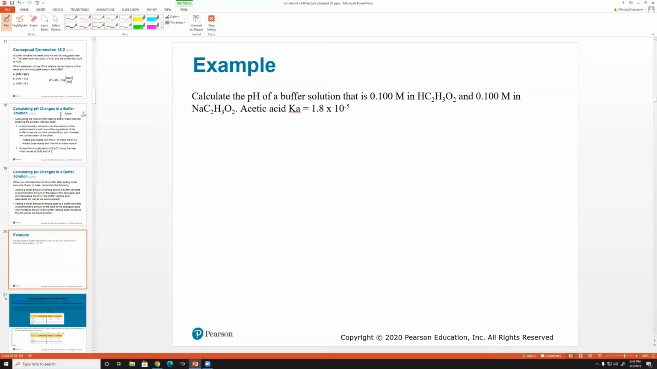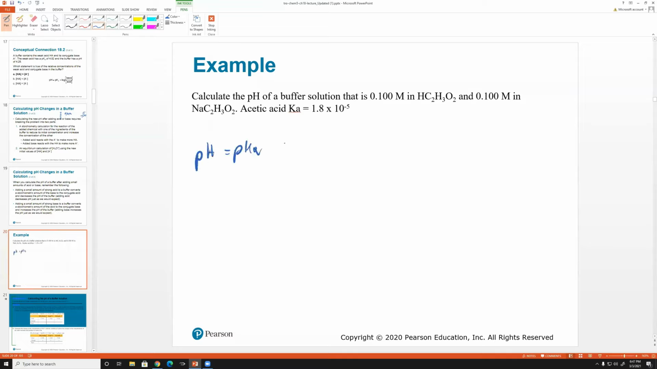So calculate the pH of a buffer solution that has 0.1 molar acetic acid, HC2H3O2, and 0.1 molar sodium acetate. And acetic acid's Ka is 1.8 times 10 to the -5. There are actually two ways to do it. The first way is you can do an ice chart, or with mostly any buffer system, you can use the Henderson-Hasselbalch equation. So we'll see it in action.